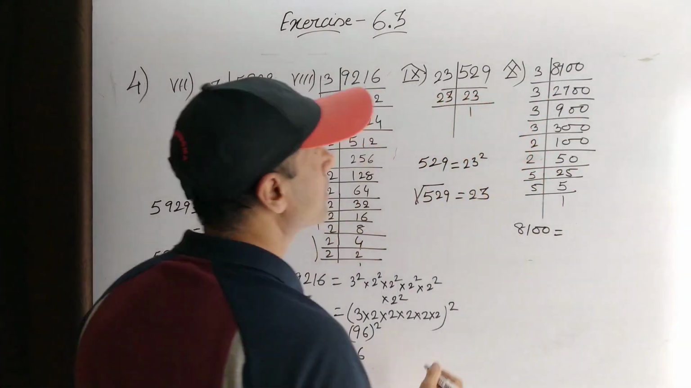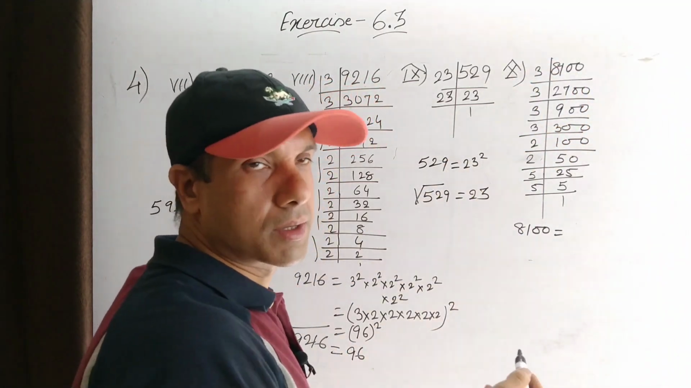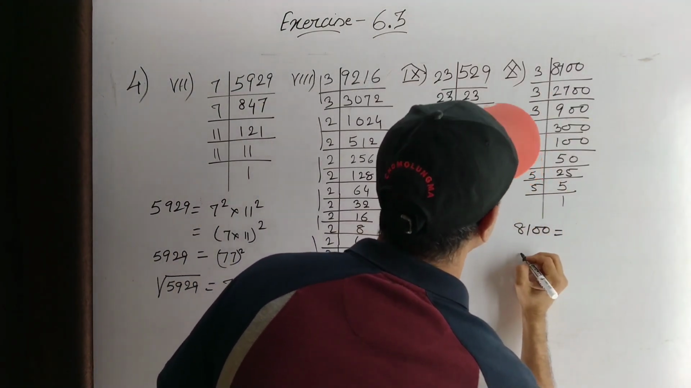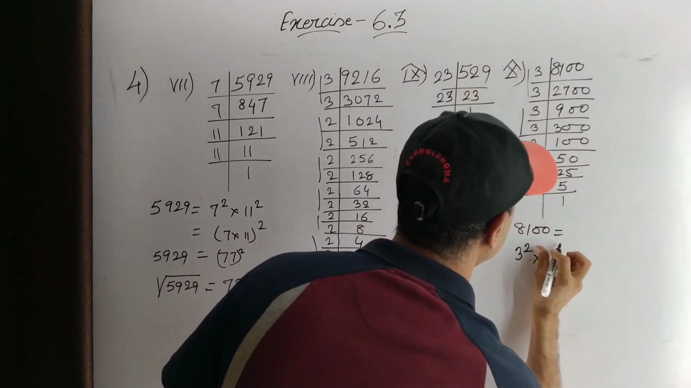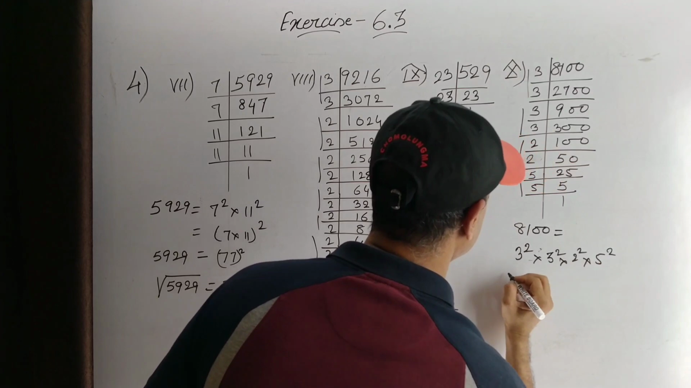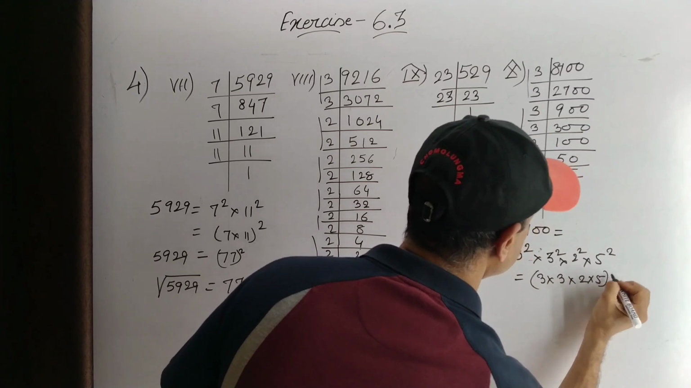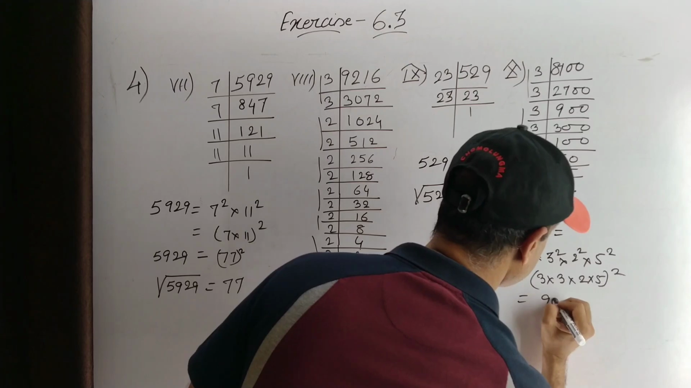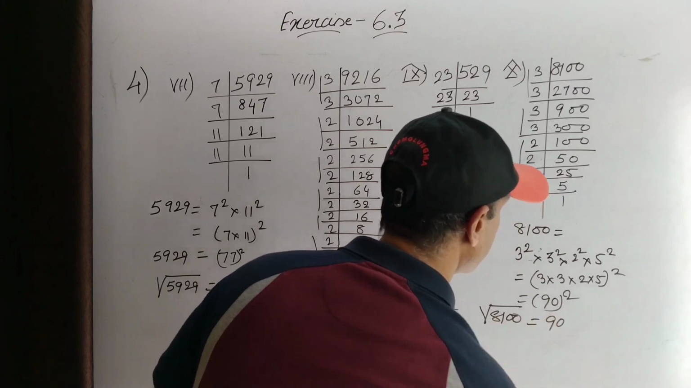8100 is equal to... you can divide it by 9 looking at it, but please don't do it because 9 is not a prime number. We have to find the prime factors. So this will be 3 square into 3 square into 2 square into 5 square. This is equal to (3 into 3 into 2 into 5) whole square. Hence 9 into 2, 18, 18 fives are 90 square. So we get square root of 8100 is equal to 90.